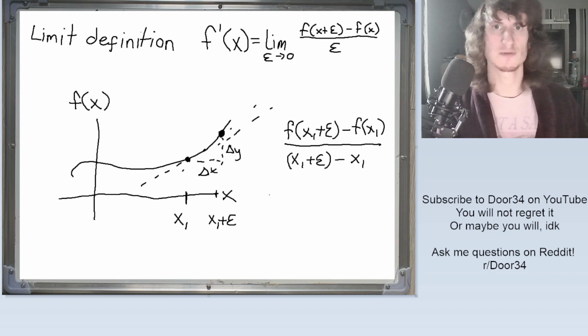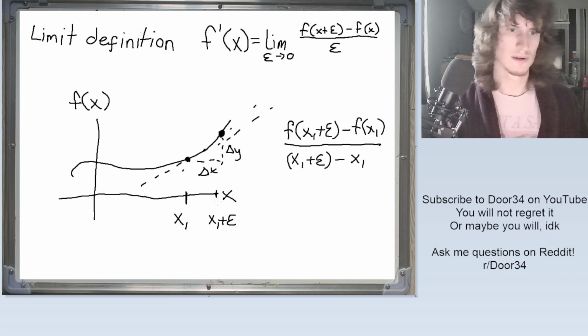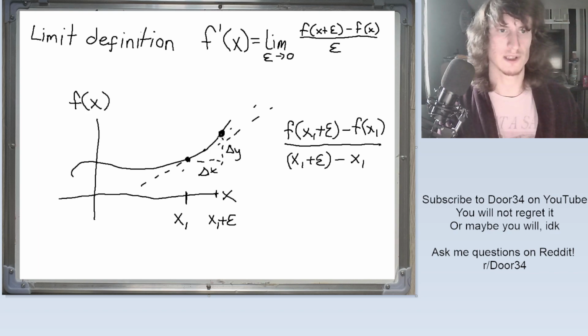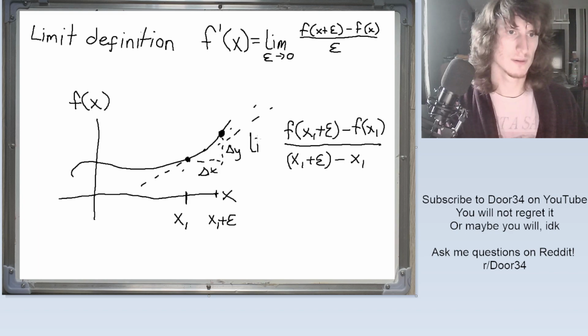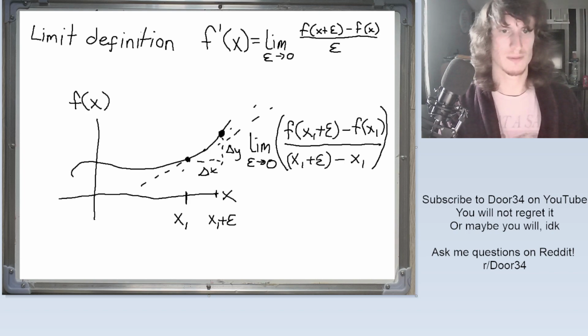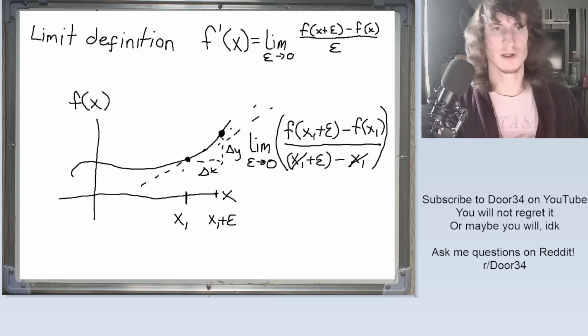And remember we said we're going to take the limit as this thing goes to 0, or as epsilon goes to 0, in other words as this point approaches towards this other point. So limit as epsilon approaches 0 of this guy. And if we notice, this x1 is going to cancel out with this x1, and that's basically how we arrive at our limit definition for the derivative.